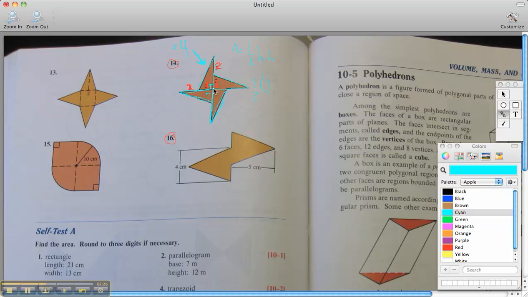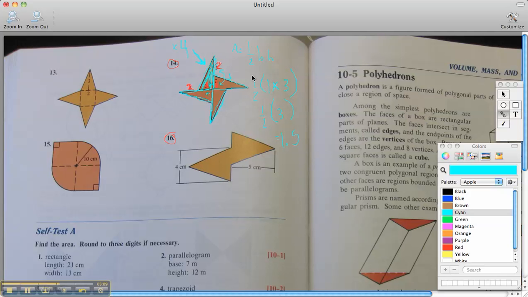And I know that the height is from here, which is 1, to here, which is 2 more. So 1 plus 2 is 3. So I know that my height is 3. So in my formula, area equals 1/2 base times height, 1 times 3. And I end up with 1/2 times 3, which equals 1.5. So that's the area of just one triangle, this triangle right here.